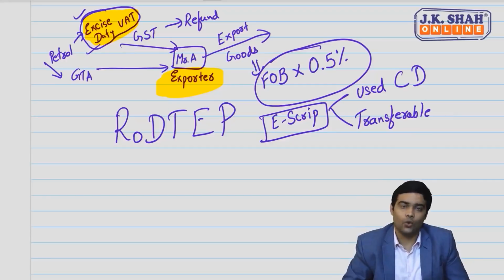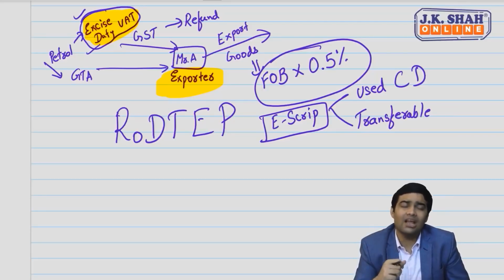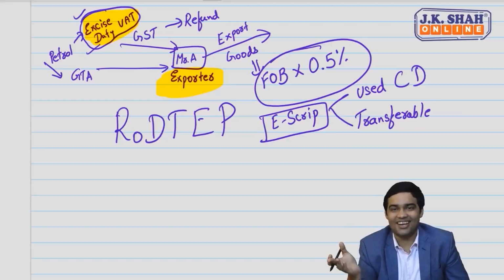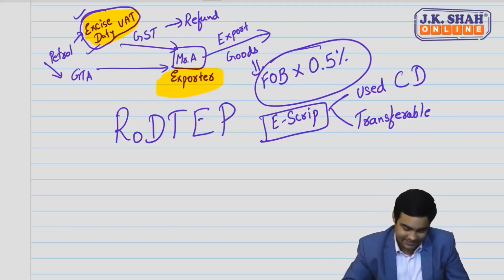Okay, now let's have a look at the provision. There are some exclusions which are important, like EOU, SEZ. These entities already enjoy a lot of benefit. Government has not given them this RODTEP scheme. I feel they should have also got it, because in fact they also incur these costs. So they don't get a refund separately of these. They should have got it, but it's a policy decision which government has taken. Let's have a look at it.